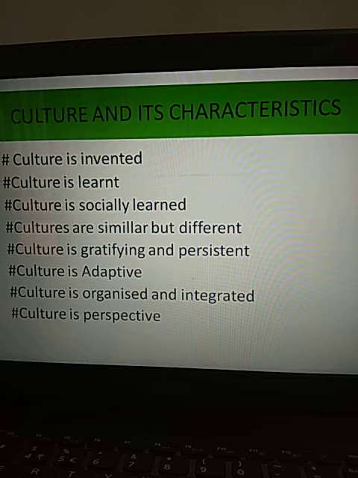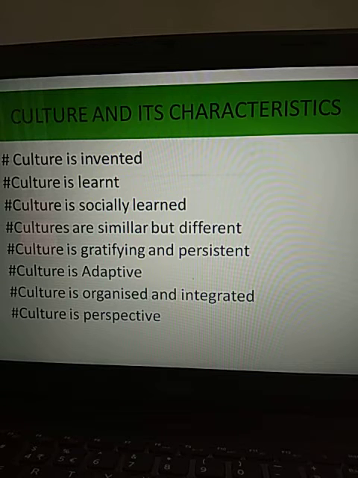Culture is socially learned. So a group of people is going to share some information, isn't it? Some ideas, some habits, isn't it? It's nothing but learning the culture.